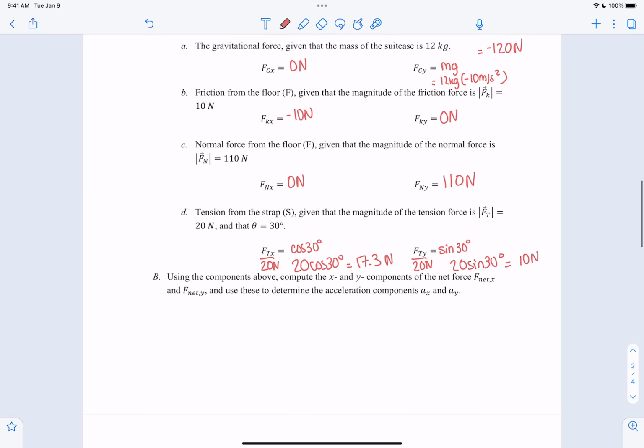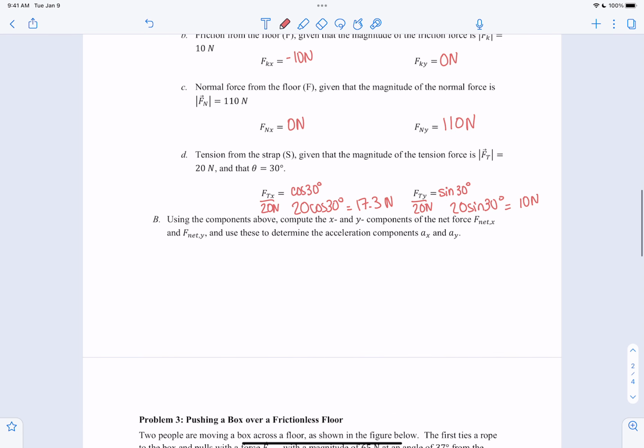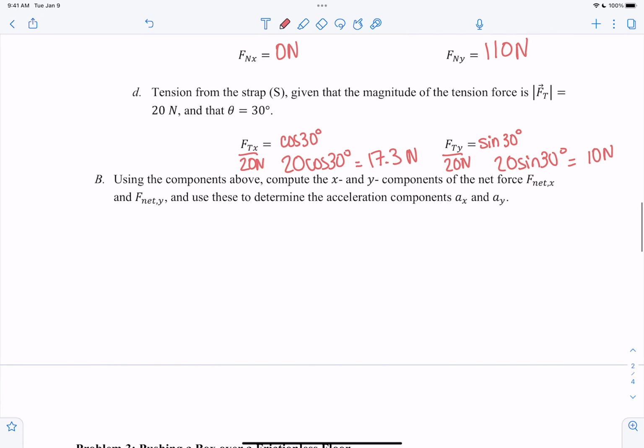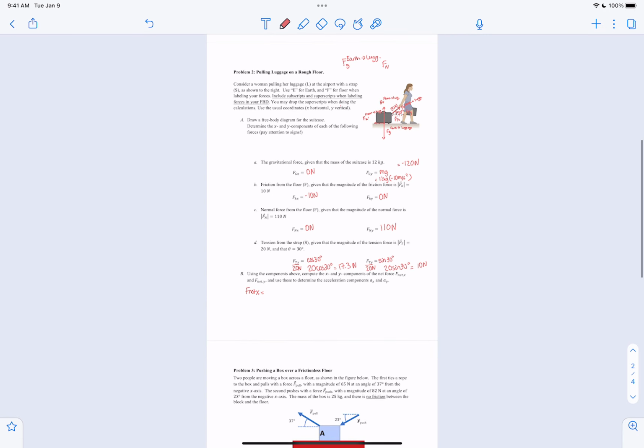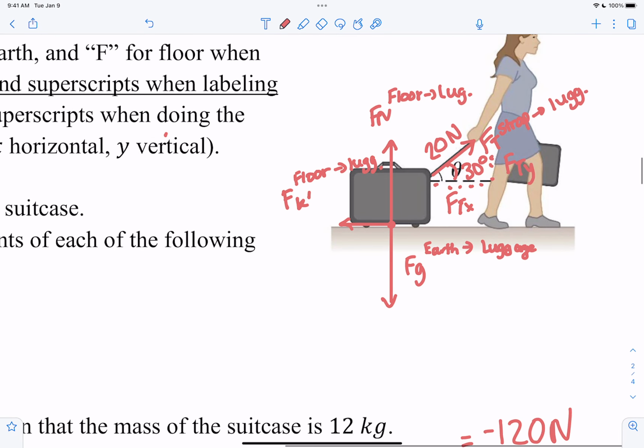So if everyone's good for that part A, then part B here says: using the components above, compute the x and y components of the net force, F net x and F net y, and then use those to determine AX and AY. So once again, this is literally a repeat of the same principles from the last problem. We have F net x, right? That's a compilation of all the forces in the x direction. So what are our forces acting in the x direction?